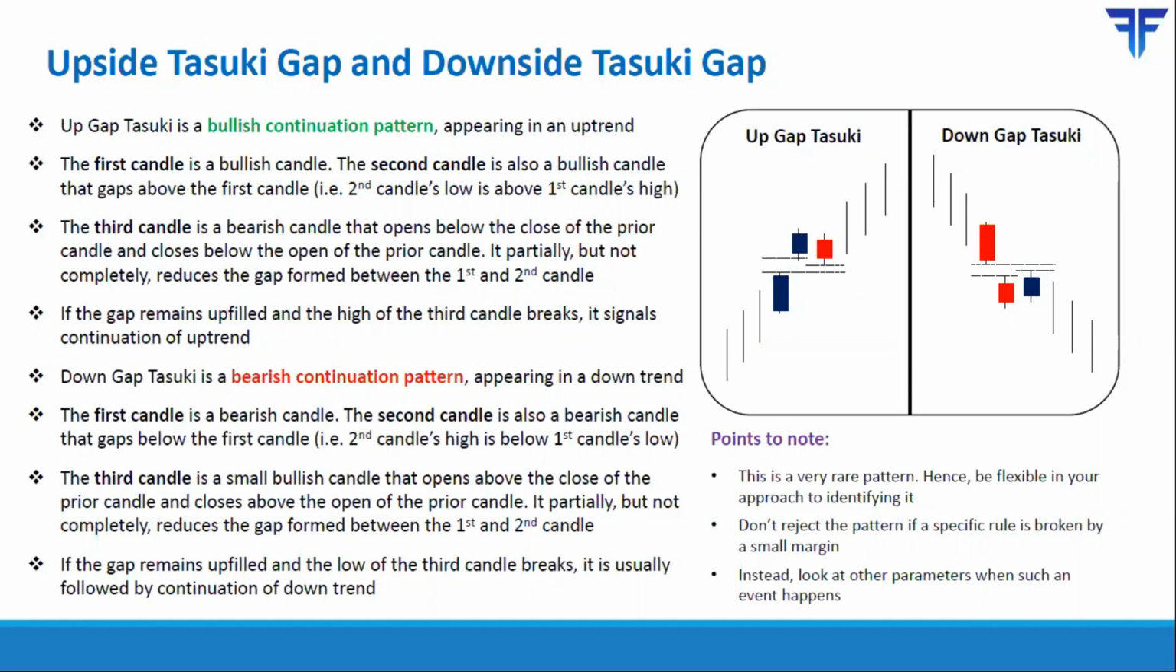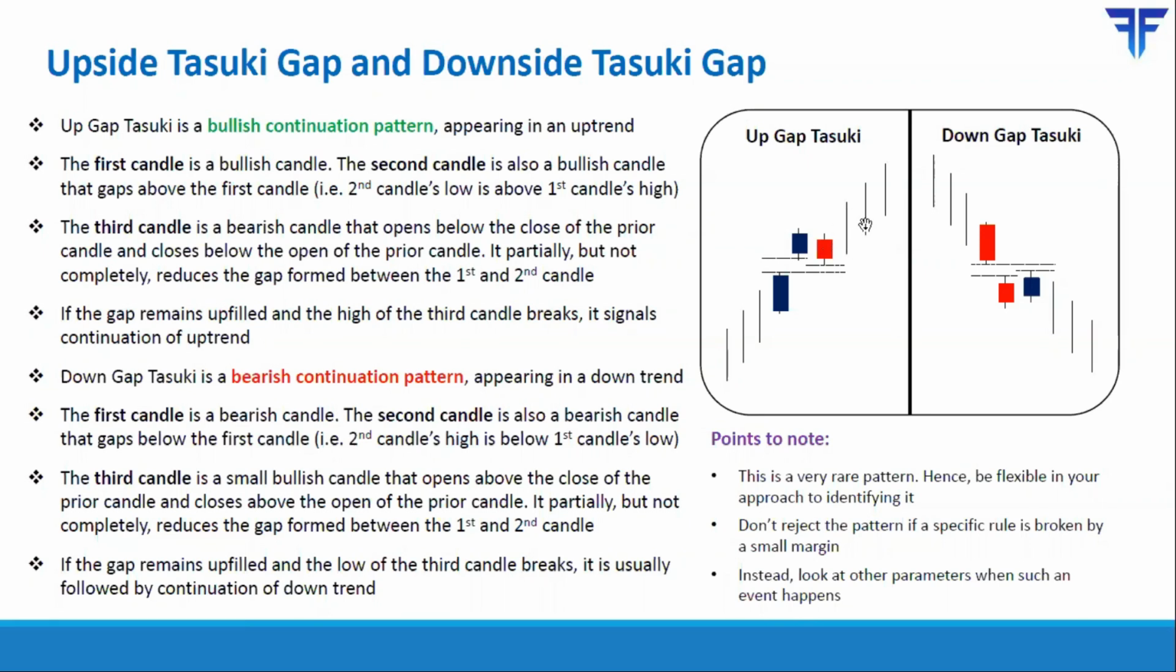So I'll again repeat, an up gap Tasuki is a bullish continuation pattern. The first of the three candles is a tall bullish candle, which tells you that the uptrend is very strong. The second candle is another bullish candle, but there is a gap between the high of the first candle and the low of the second candle. The third candle is a small bearish candle that opens below the close of the second candle and then goes on to close below the open of the second candle. That gap between the first and the third candle may or may not be filled, but ideally it shouldn't be filled. Going forward, if the high of the third candle breaks, it is a buy signal.